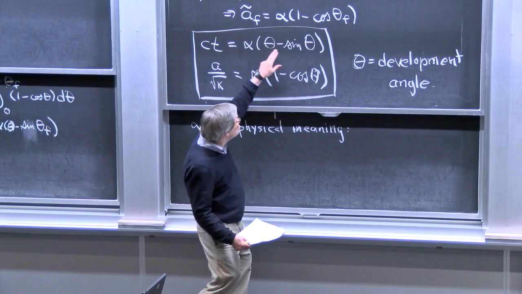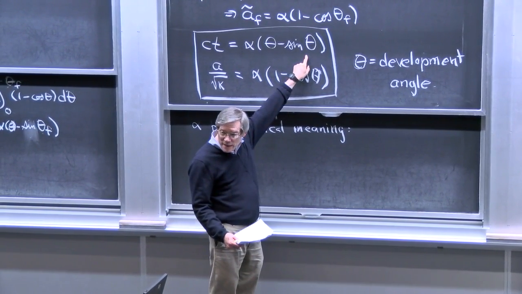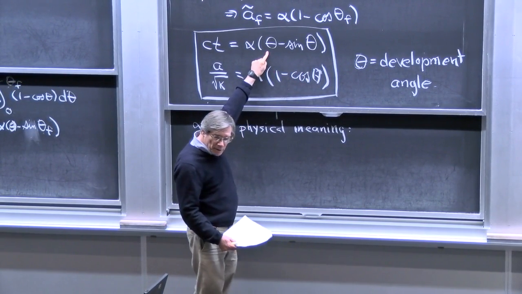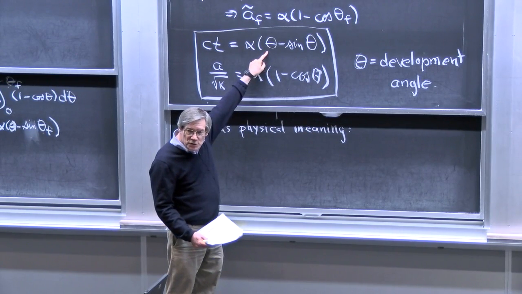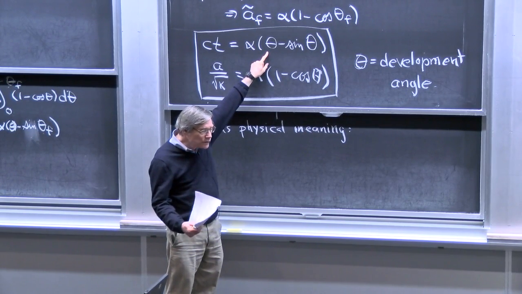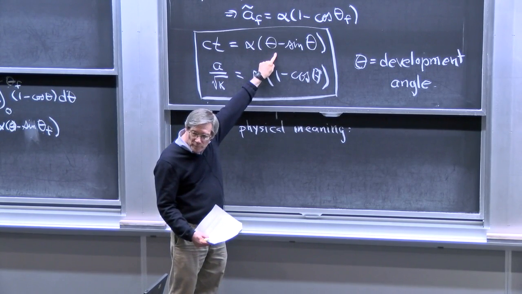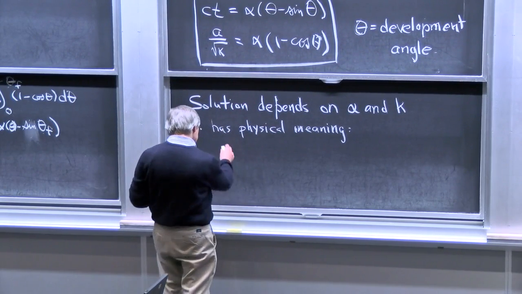As theta goes from 0 to 2 pi, sine theta starts at 0 and eventually comes back to 0 when theta equals 2 pi. But theta increases from 0 to 2 pi over one cycle. So over one cycle of our universe, CT increases by alpha times 2 pi. So that tells us what the total lifetime of the universe is.